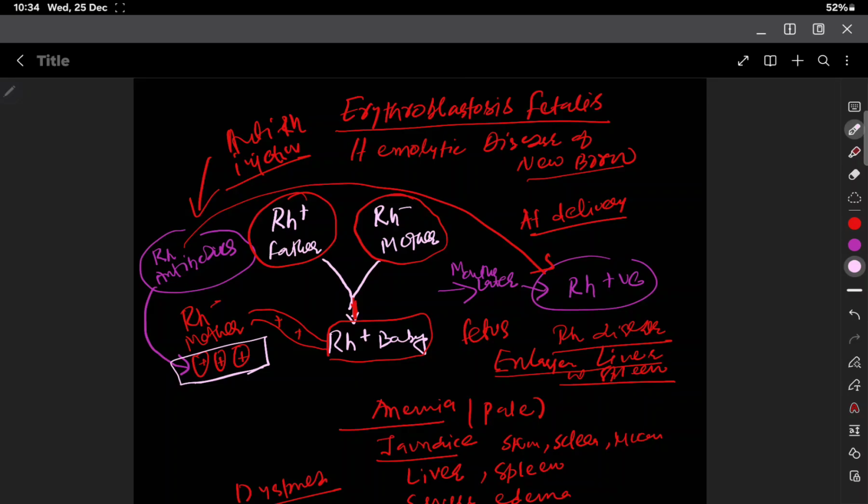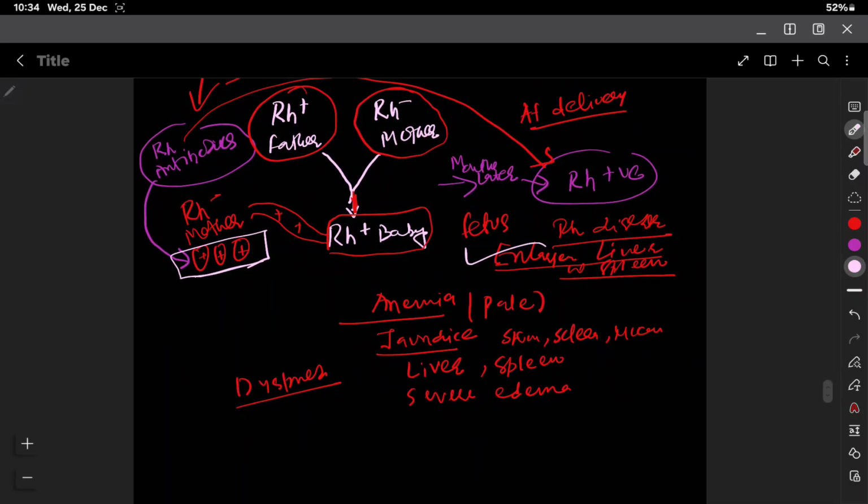Months later, at the second delivery, if the fetus is again Rh positive, the mother already has Rh antibodies. These antibodies will attack this Rh positive fetus and cause Rh disease, in which there is enlargement of the liver and spleen. In the newborn there can be anemia, jaundice, liver or spleen enlargement, severe edema, and dyspnea, or difficulty in breathing. So this was all about the Rh and ABO system of blood grouping.